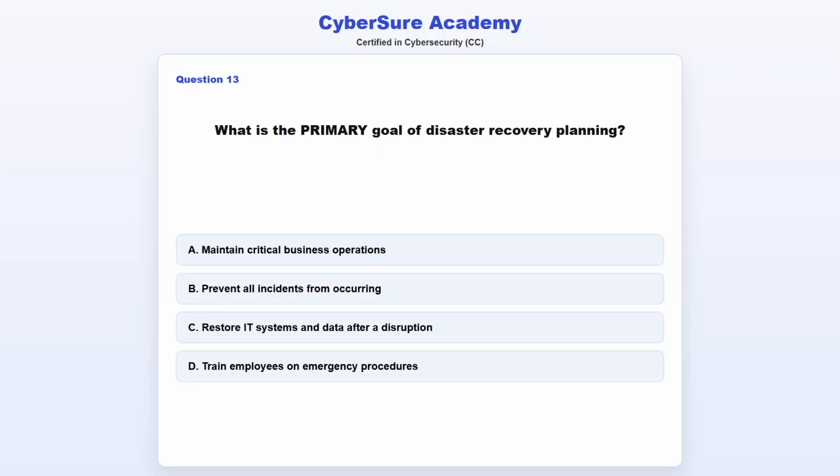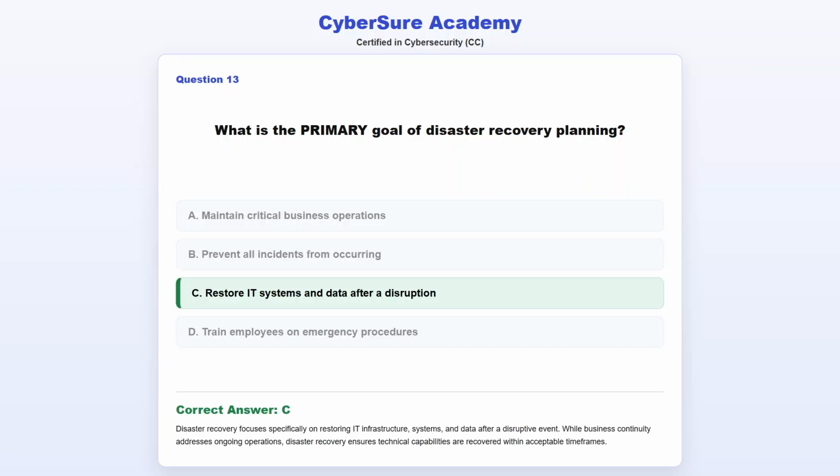The correct answer to question number 13 is C. It restores IT systems and data after a disruption. Disaster recovery focuses specifically on restoring IT infrastructure, systems, and data after a disruptive event. While business continuity addresses ongoing operations, disaster recovery ensures technical capabilities are restored within acceptable time frames.